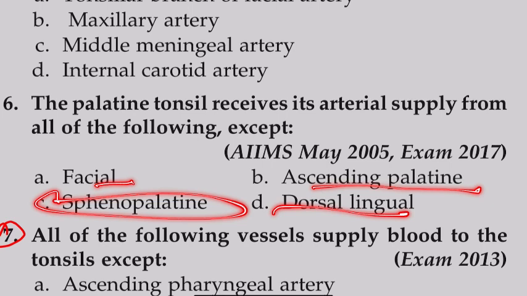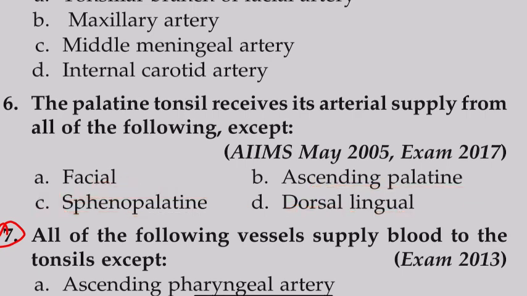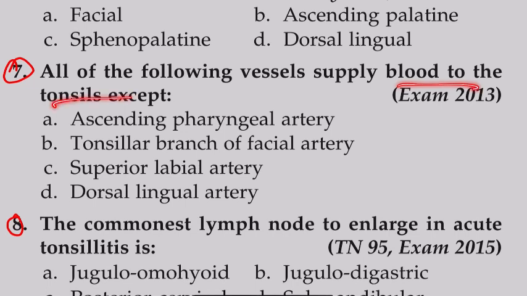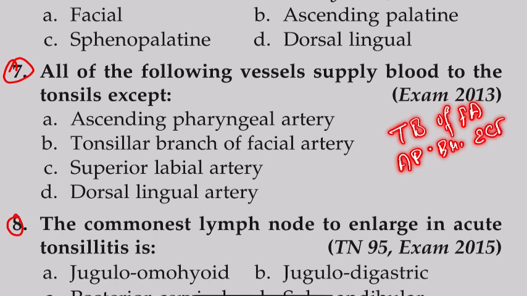So why is it called the artery of epistaxis? Because it is there in both anterior and posterior epistaxis, right? Okay, moving to our next question, right? What is the next question? That is, all of the following vessels supply blood to tonsil except. Now, talking about the blood supply of tonsil, we have got the tonsillar branch of facial artery, right? We have the ascending pharyngeal artery, the branch of external carotid artery. Similarly, we have what?